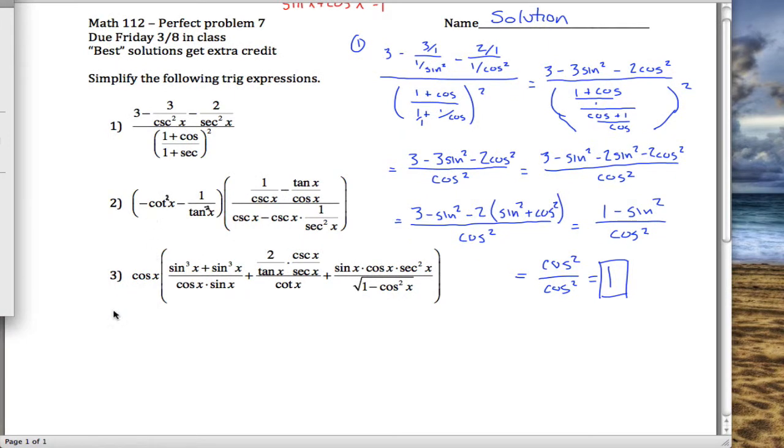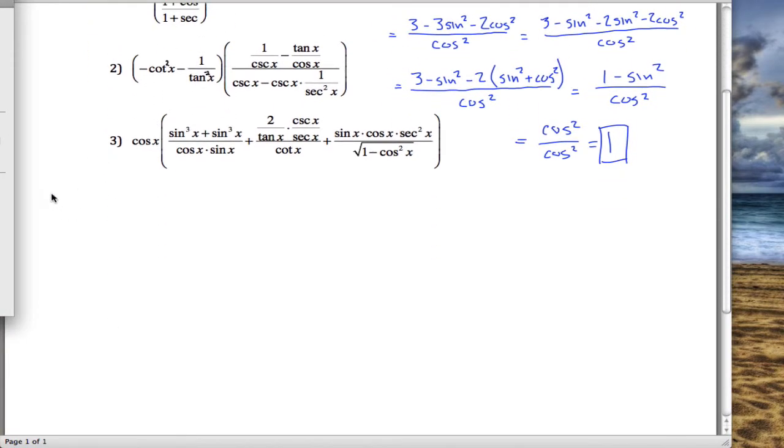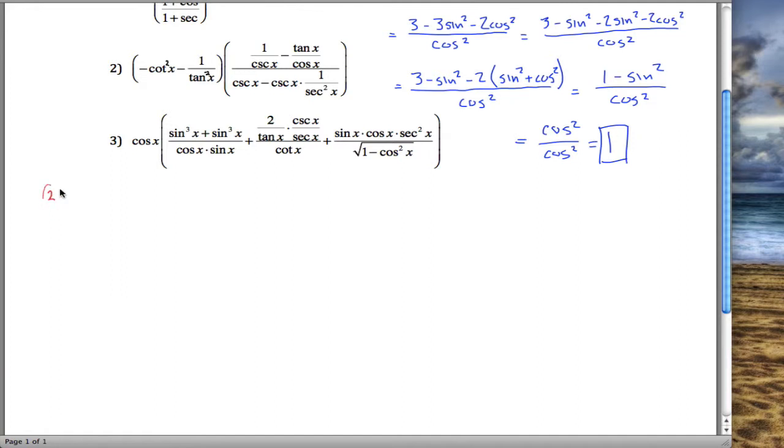All right, and then on this second one, kind of the same idea. You could change everything into sines and cosines, although I think you can save a little bit of time by noticing that 1 over tangent squared is just, so let me write. This first one is saying negative cotangent squared minus 1 over tangent squared is the same as cotangent squared. So really it's just that times that. You could also change them into sines and cosines. It'll work fine, but it might save you a little bit of time to recognize that.